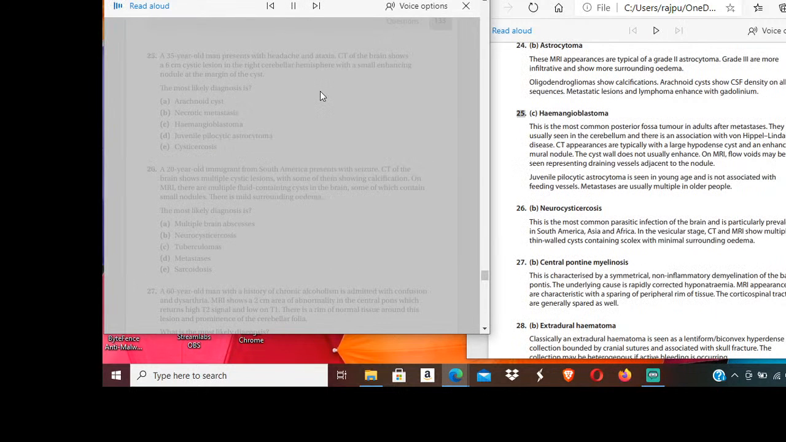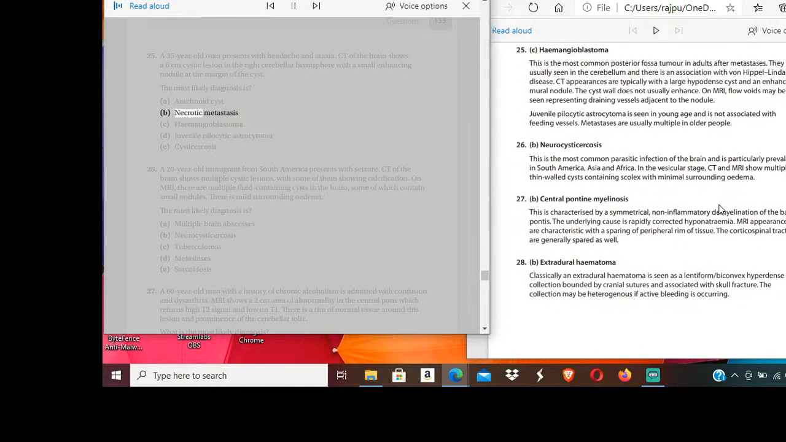25. A 35-year-old man presents with headache and ataxia. CT of the brain shows a 6 cm cystic lesion in the right cerebellar hemisphere with a small enhancing nodule at the margin of the cyst. The most likely diagnosis is A. Arachnoid cyst, B. Necrotic metastasis, C. Hemangioblastoma, D. Juvenile pilocytic astrocytoma, E. Cysticercosis.